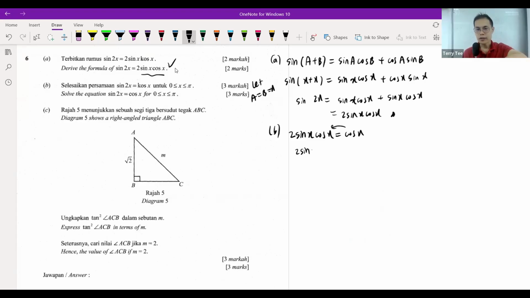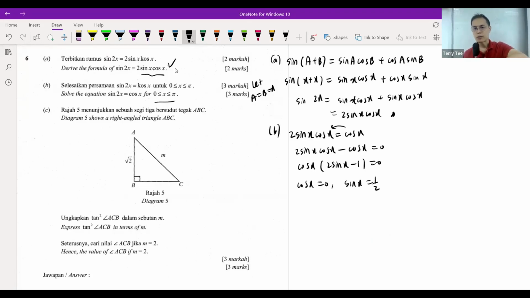You get 2 sine x cos x minus cos x equals to 0. Factorize your cos x. You're left with cos x times (2 sine x minus 1) equals to 0. Now, from here, your cos x can either be 0 or your sine x can be 1 over 2. Here you're supposed to give your answer in pi radians, so your x is between 0 and pi.